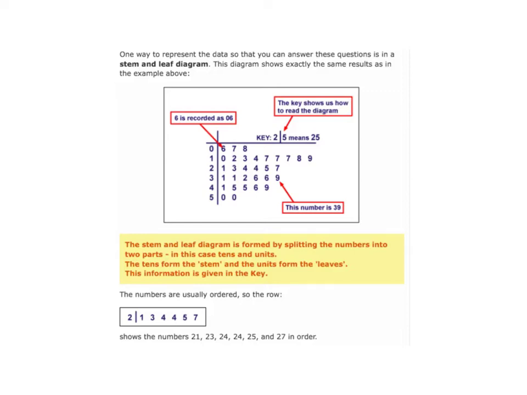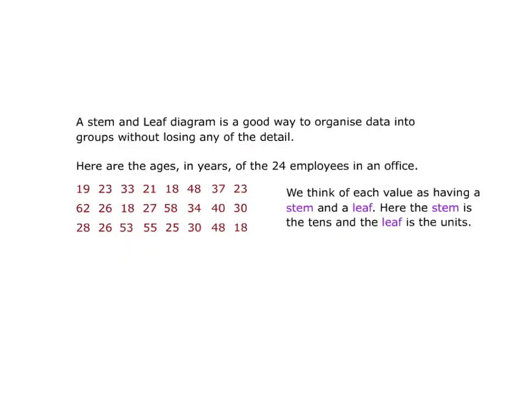So an example is 6 would be recorded as 0 tens and 6 units. This 9 here is worth 39 because the stem is the 3 tens, which is 30. This part of the diagram is showing the data 21, 23, 24, 24, 25 and 27. A stem and leaf diagram is a good way to organise data into groups without losing any of the detail.